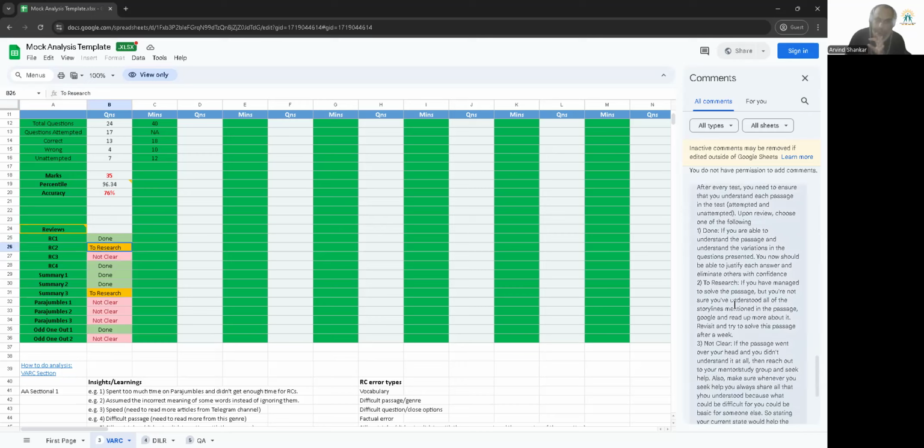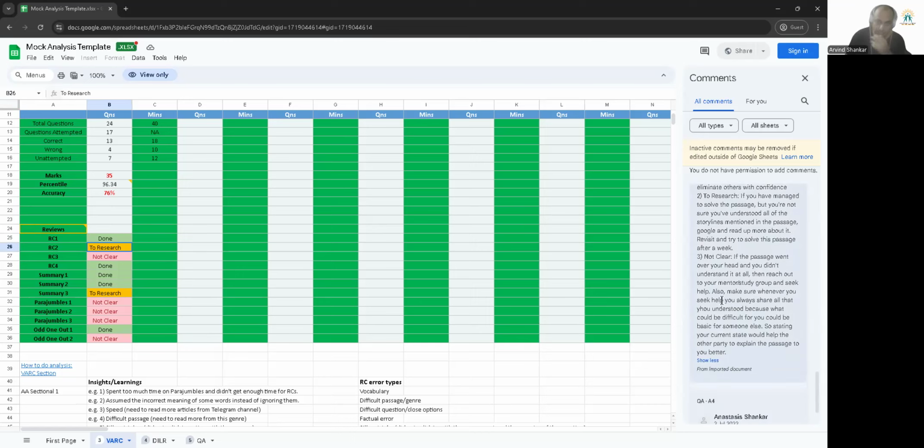To research would be those passages. If you have managed to solve the passage, but you're not sure if you understood all of the storylines mentioned in the passage, let's say there are topics or headings that you are unfamiliar with or areas that you previously were unaware of, then it goes in the to research.